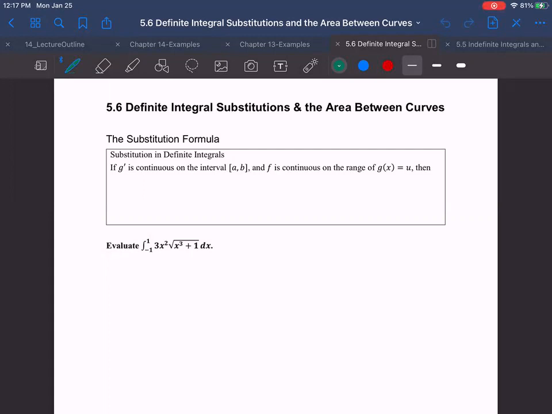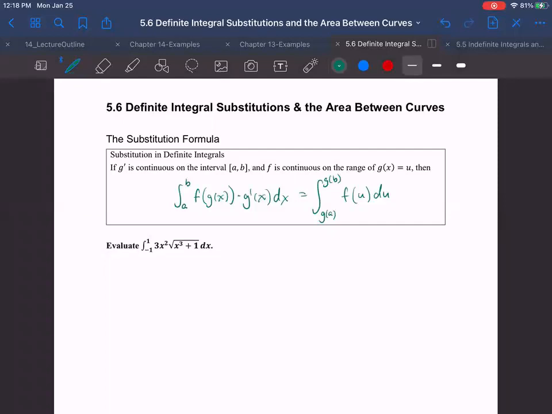So here for substitution, if g prime is continuous on the interval [a, b] and f is continuous on the range of g(x) = u, then our integral from a to b of f(g(x)) times g'(x) dx, the same thing as what we had for the indefinite ones, this time is going to equal the integral from g(a) to g(b) of f(u) du, just like that.